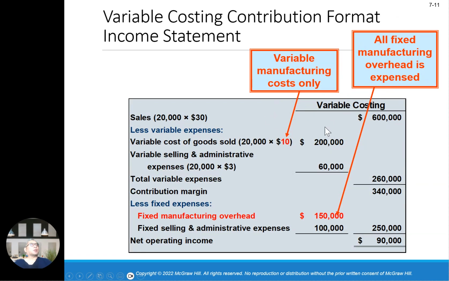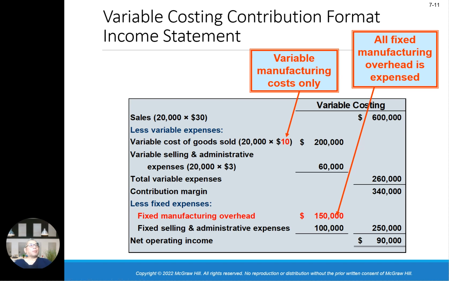Variable manufacturing cost is $10 times 20,000, which is $200,000 here. You've got sales of $600,000. Variable selling and administrative expense is $3 times 20,000, so you've got $60,000. You've got $260,000 total variable expenses. Contribution margin is $340,000. All fixed manufacturing overhead is expensed here: $150,000. Fixed selling and administrative is $100,000. Total fixed expenses is $250,000, and net income will be $90,000. This is all variable costing, because the fixed manufacturing overhead is expensed. That's the big difference there.